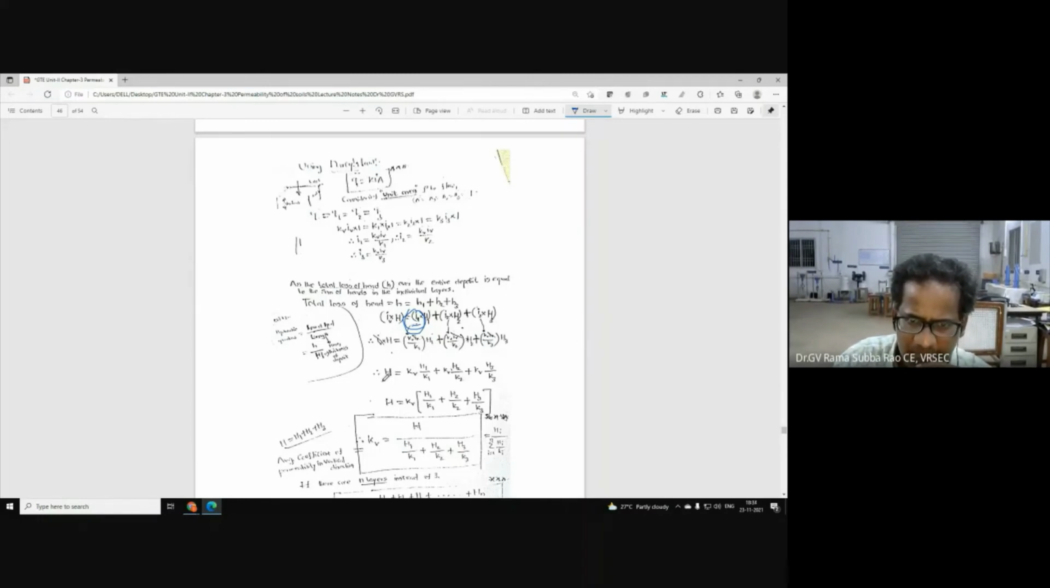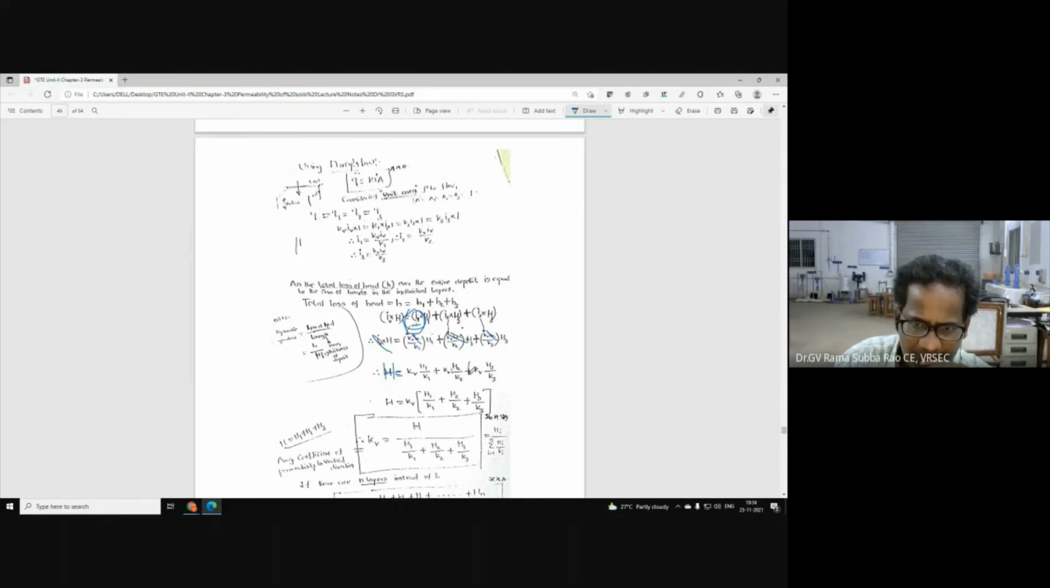Now the beauty here, once you see what is going to happen, is that I is common in both the left-hand side and right-hand side. Now I is going to be cancelled. Ultimately what I am getting is capital H, the total thickness of the deposit, equal to KV H1 by K1 plus KV H2 by K2 plus KV H3 by K3.